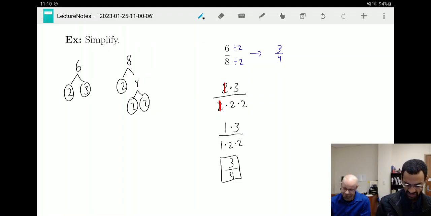Same thing, right? Notice when we did this right here, that's the same process here. We're dividing out that 2. That's the common 2 that we're dividing out.